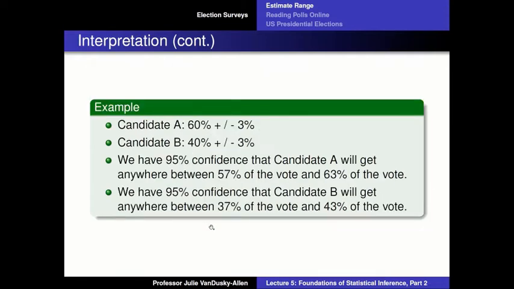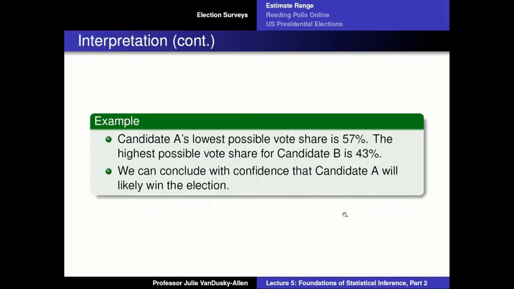Consider this second example. Imagine the results of a survey said that candidate A is getting 60% of the vote plus or minus 3%, and candidate B is getting 40% of the vote plus or minus 3%. We can say we have 95% confidence that candidate A will get anywhere between 57% of the vote and 63% of the vote. And we can also say we have 95% confidence that candidate B will get anywhere between 37% of the vote and 43% of the vote.